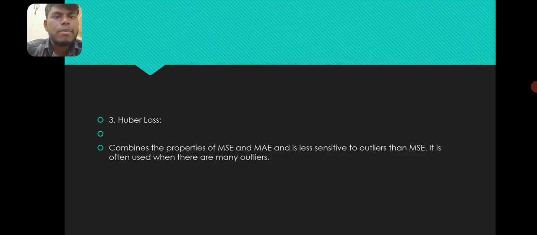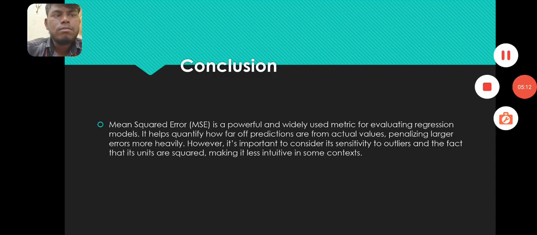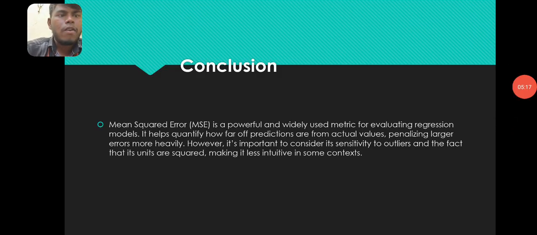Huber loss combines the properties of MSE and MAE and is less sensitive to outliers than MSE. It is often used when there are many outliers. Conclusion: mean squared error is a powerful and widely used metric for evaluating regression models. It helps quantify how far predictions are from actual values, penalizing larger errors more heavily. However, it's important to consider its sensitivity to outliers and the fact that its units are squared, making it less intuitive in some contexts.